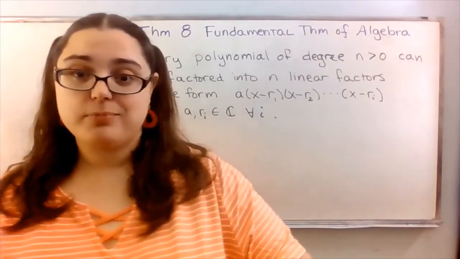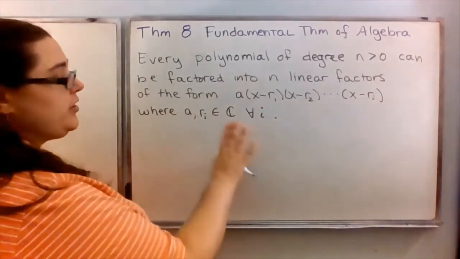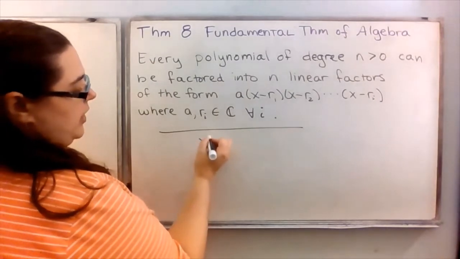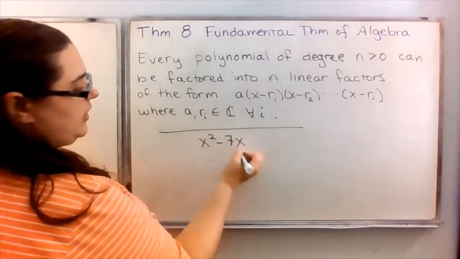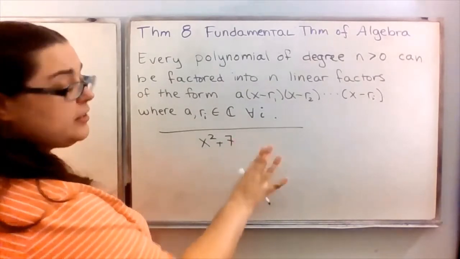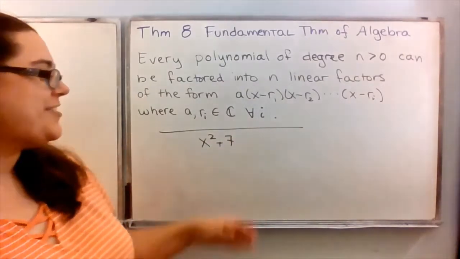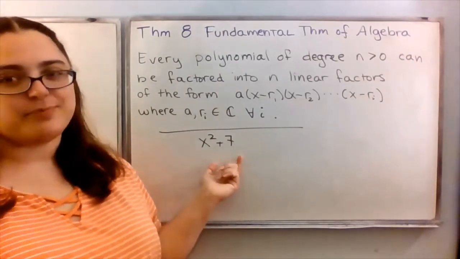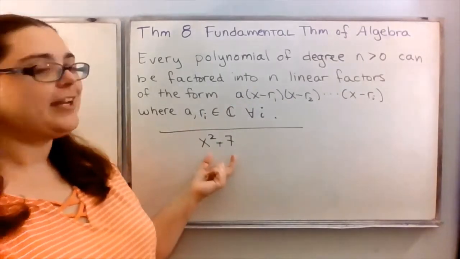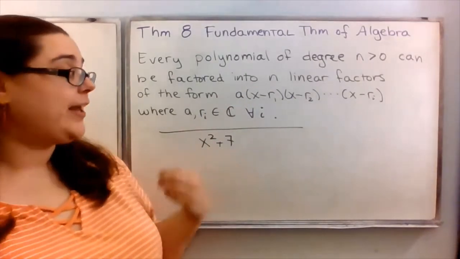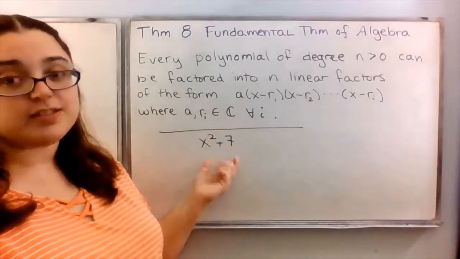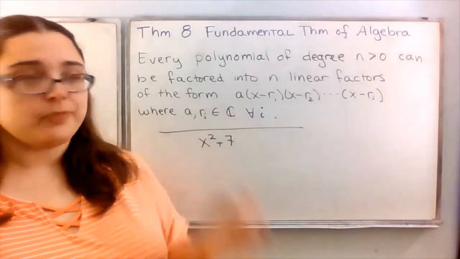So, for example, if I'm expanding my world to the complex plane, let's do something reasonable here. If we have x squared plus 7, this is a parabola that's smiling and is shifted above the x-axis. So this cannot be factored in R, but it can be factored in C. So we can find the complex roots of this, and we can use the quadratic formula to get there.